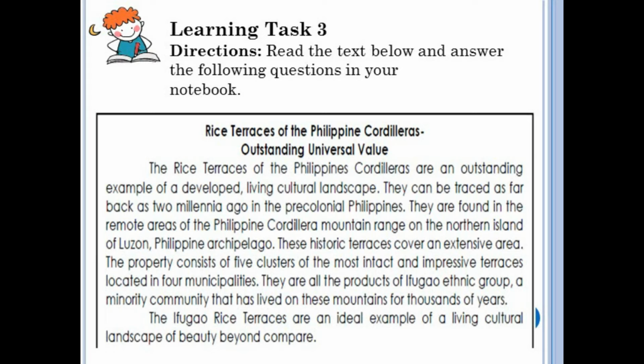These historic terraces cover an extensive area. The property consists of 5 clusters of the most intact and impressive terraces located in 4 municipalities. They are all the products of the Ifugao ethnic group, a minority community that has lived on these mountains for thousands of years. The Ifugao rice terraces are ideal example of a living cultural landscape of beauty beyond compare.